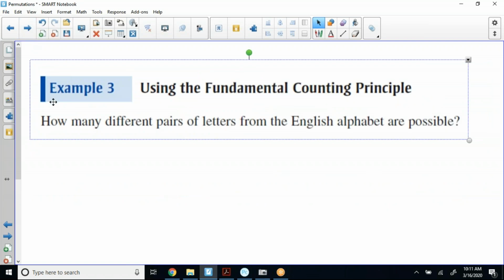Using the fundamental counting principle, how many different pairs of letters from the English alphabet are possible? Well, pairs means two, right? So how many different possible letters would be viable for the first one?